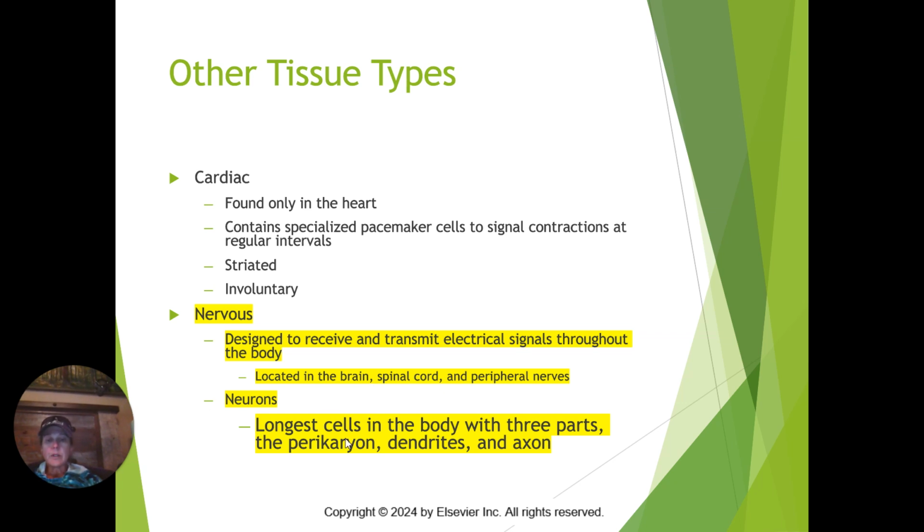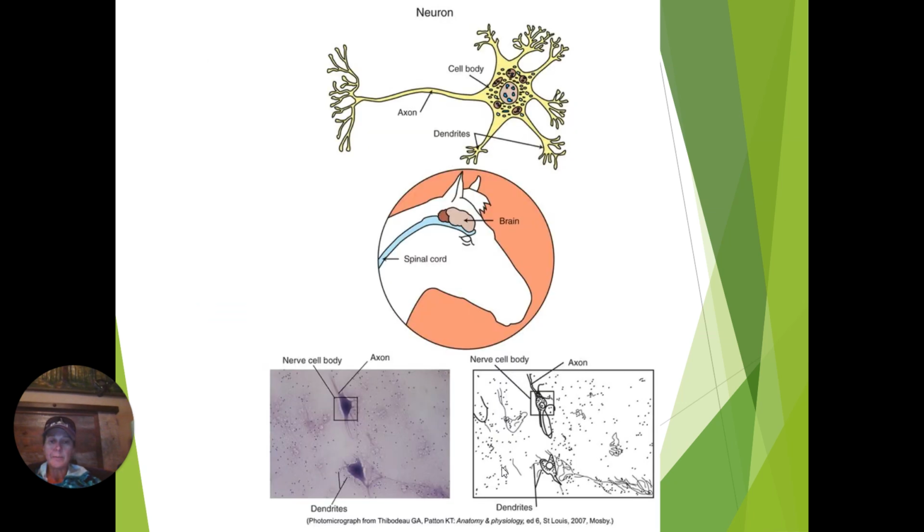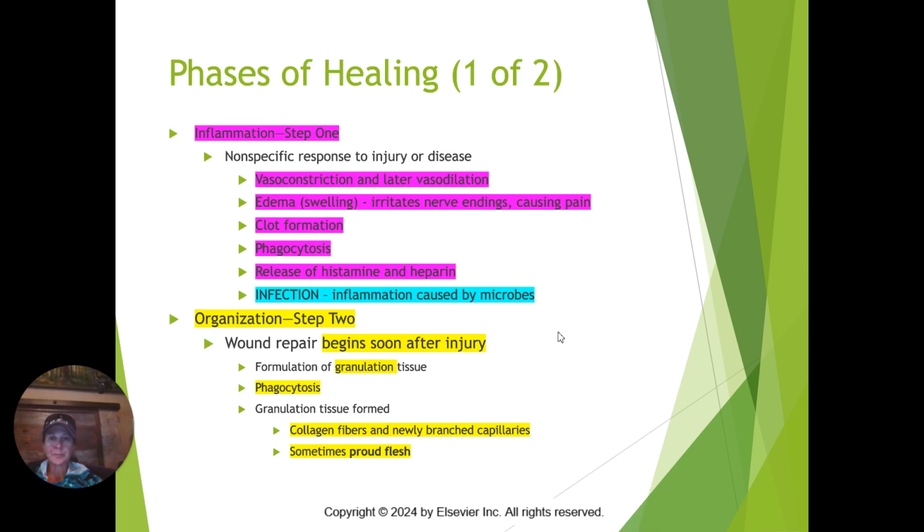Important to know is that the neurons are the longest cells in the body, and for right now, all we're going to know is that there's three big parts of the neuron: the perikaryon, which is the cell body, the dendrites, which are the terminal portions or the end portions of the nerve, and the axons, which are the long processes by which electrical impulses are transmitted in the body.